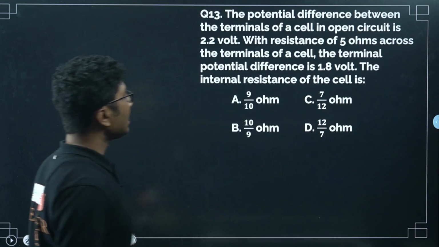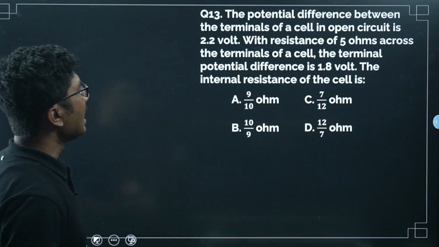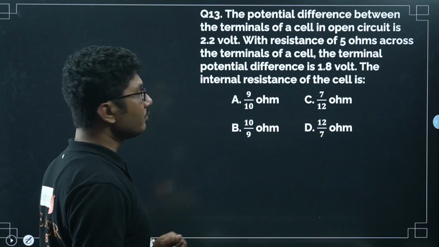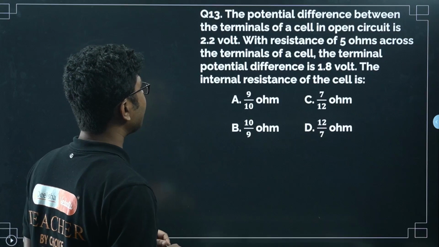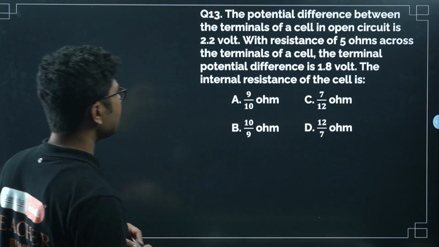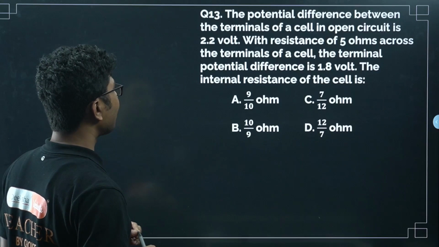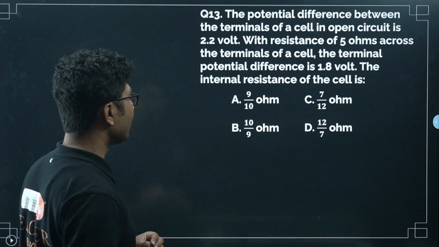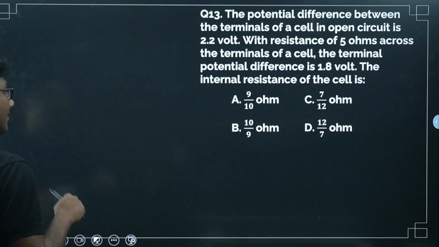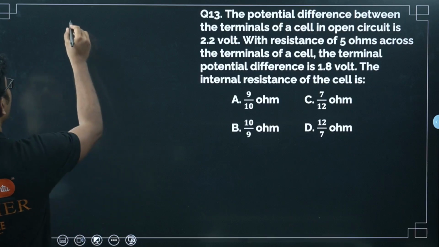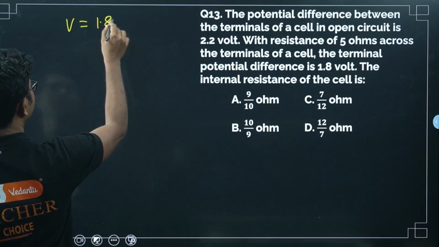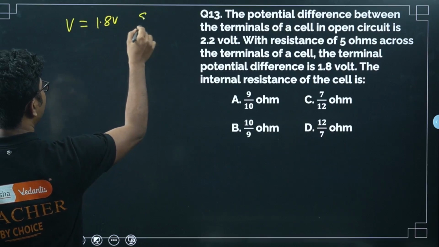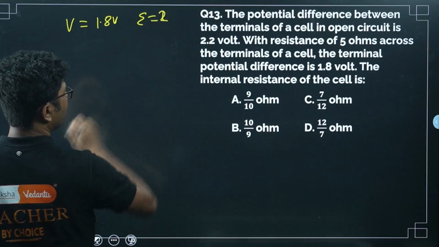Now, the potential difference between the terminals of a cell in open circuit is 2.2 volts. With a resistance of 5 ohms across the terminals of the cell, the terminal potential difference is 1.8 volt. Find the internal resistance of the cell. This is a similar problem that we have solved before. First, V is given as 1.8 volt. Epsilon is given as 2.2 volt.